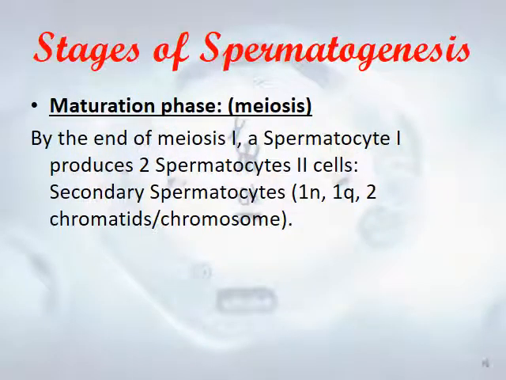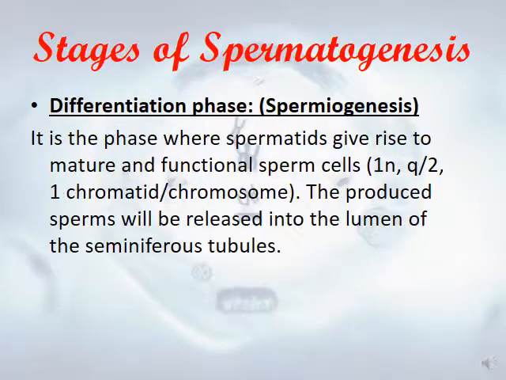Maturation. By the end of meiosis 1, spermatocyte 1 produces 2 spermatocyte 2 cells. They are called secondary spermatocytes. As I said, 1N, 1Q, 2 chromatids per chromosome.